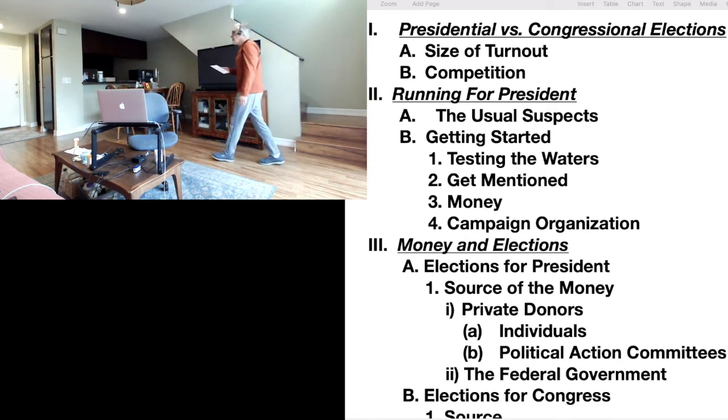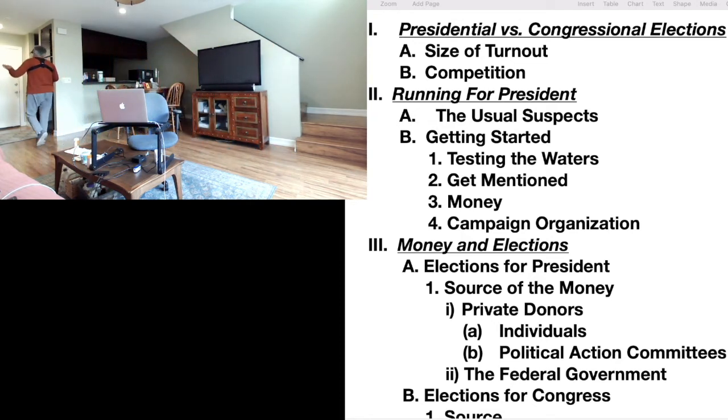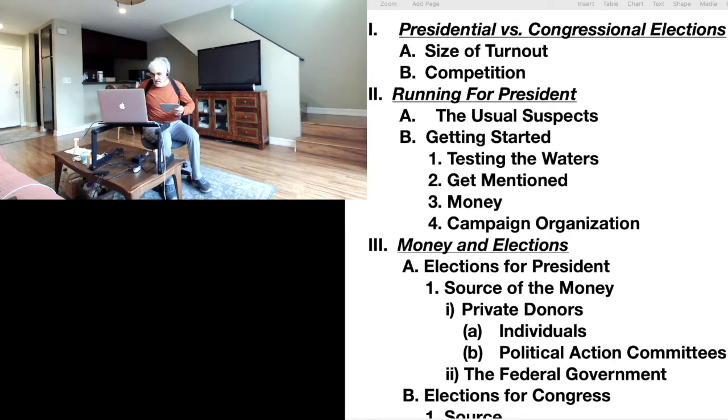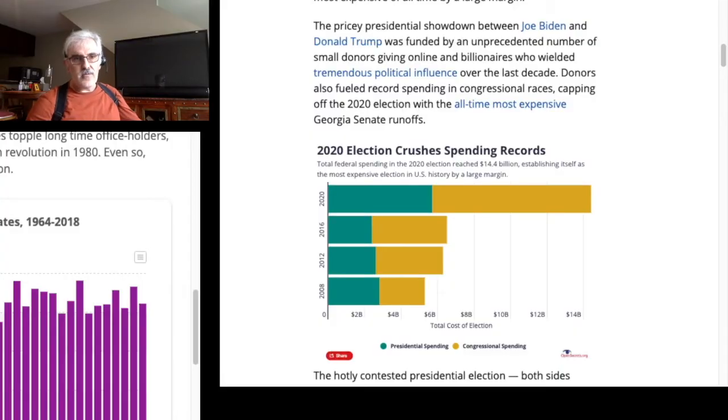And get ready for this. 2020, $14.4 billion. That is a 121% increase over 2016. Crazy, yo. Crazy amount of money is being spent. Let me show you. So this is the breakdown of the 2020 elections, again taken from opensecrets.org. Let's interact with this, shall we?